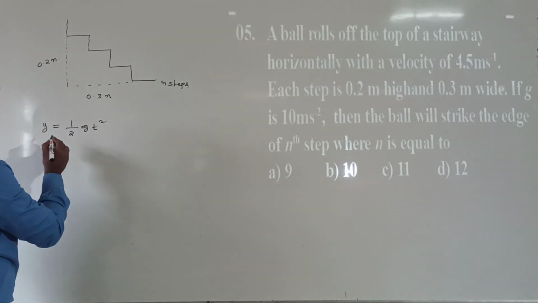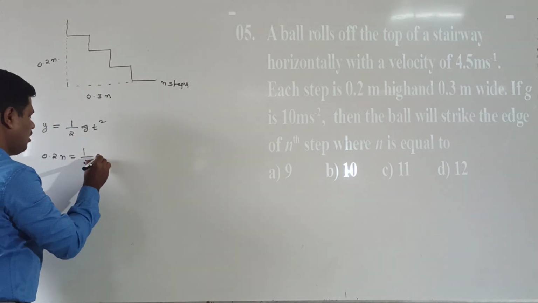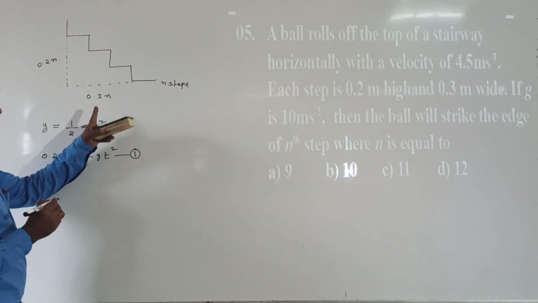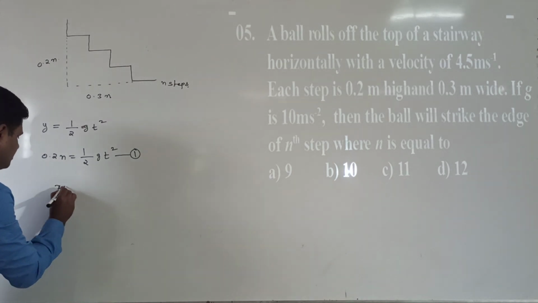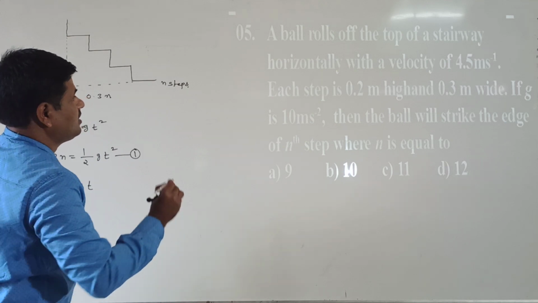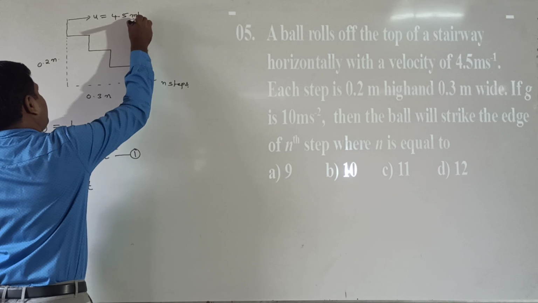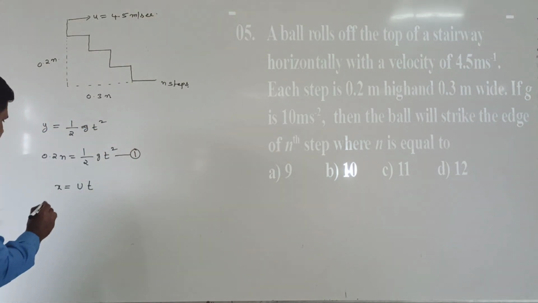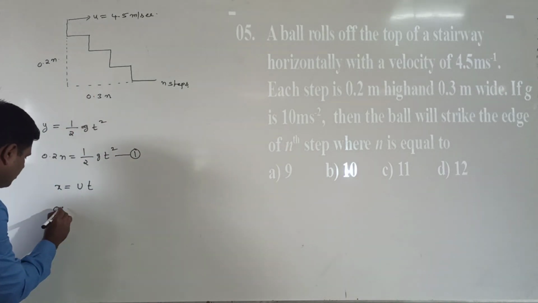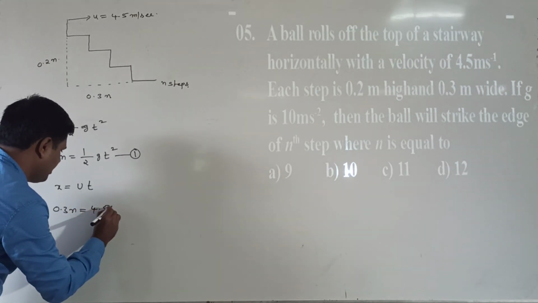The g value is also given here. That is, the vertical distance 0.2 n is equal to half g t square. This is given as equation number 1. Now next, horizontal distance x is equal to u into t. Here the horizontal velocity is given as 4.5 meter per second. So we substitute: horizontal distance, which we already know is 0.3 n, is equal to 4.5 into t.